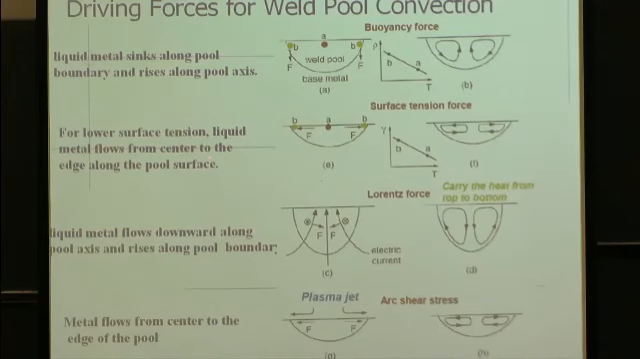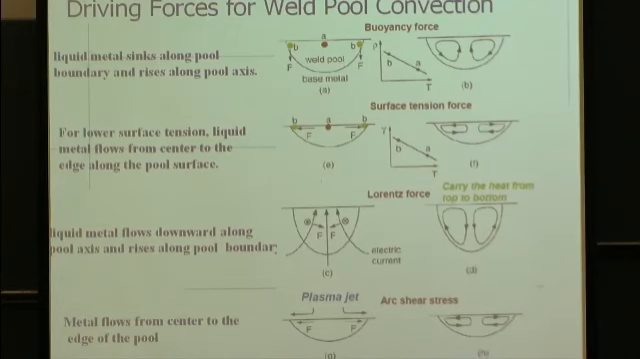Then another important force is the surface tension or Marangoni effect. This one is applied along the surface, and it will depend on the gradient of temperature along the surface. If this surface tension coefficient is negative, you will have a motion like this along the surface, away from the center. If this one is positive, sorry, the coefficient, it will be the opposite. It will go down to the center, and it will go deeply in the weld. So you will have a better penetration.